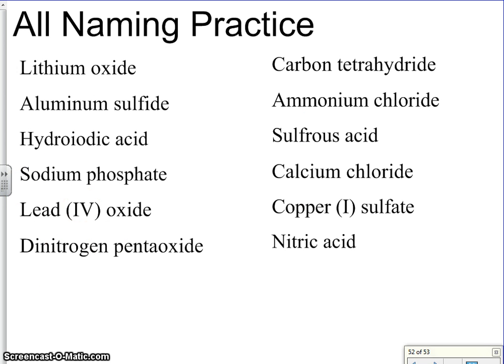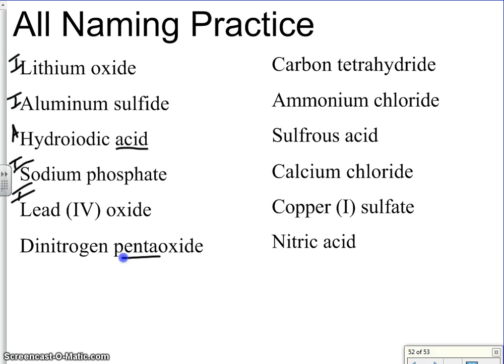Let's look at taking the name to the compound. Again, my first step would be to go through and identify whether it's ionic, covalent, or acidic. Lithium is a metal, so this guy's ionic. Aluminum also a metal, so this guy's ionic. Notice here we have acid in the name. That tells us acid. Sodium a metal, ionic. Lithium's a metal, so ionic.